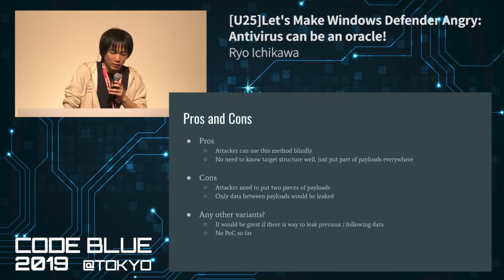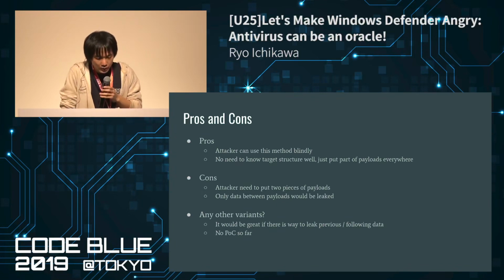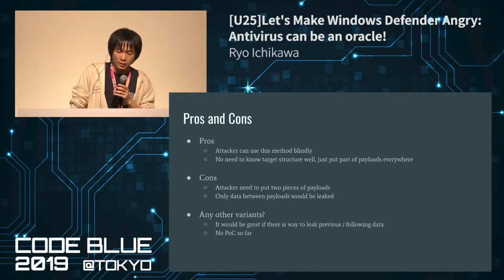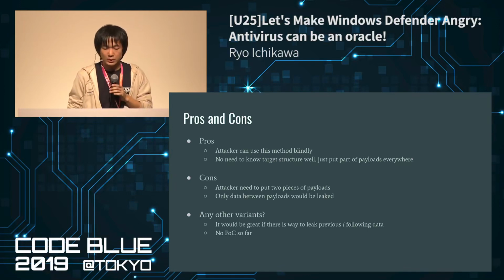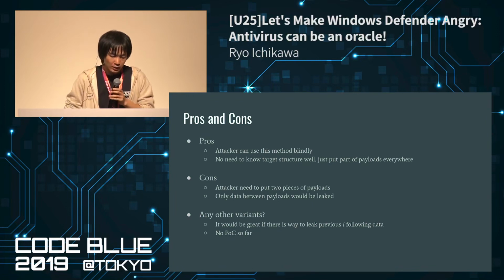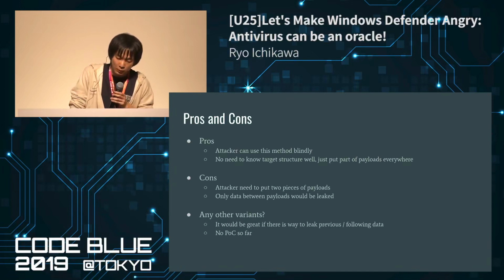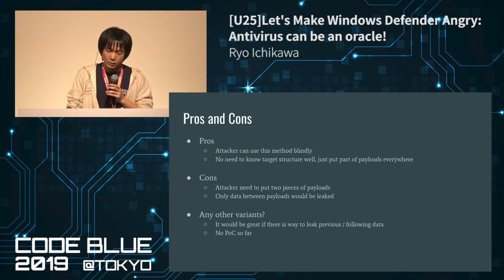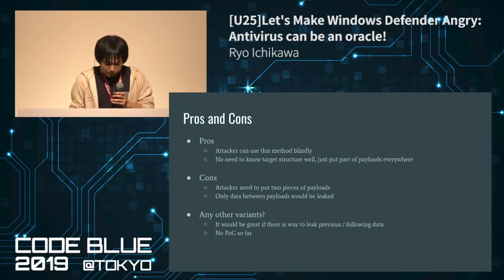So here are the pros and cons of the Antivirus Oracle. For the pros, an attacker can use this method blindly, even if the attacker doesn't know the target structure, because it's enough to just put parts of payloads everywhere. For the cons, the attacker needs to put two pieces of payloads, and only data between the payloads will be leaked. So basically, the attacker cannot leak data outside of the two parts.